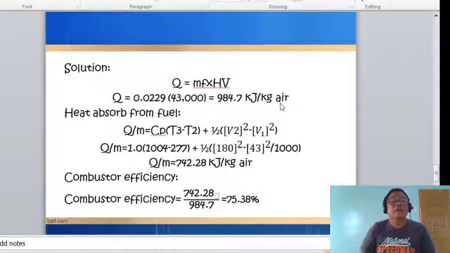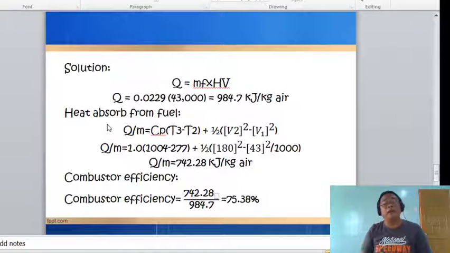Okay, so the heat absorbed from the fuel, again heat over mass, is the same as Cp (T sub 3 minus T sub 2) plus the kinetic energy, 1 half mv squared. So that is now equal to 742.28 kilojoules per kilogram of air.